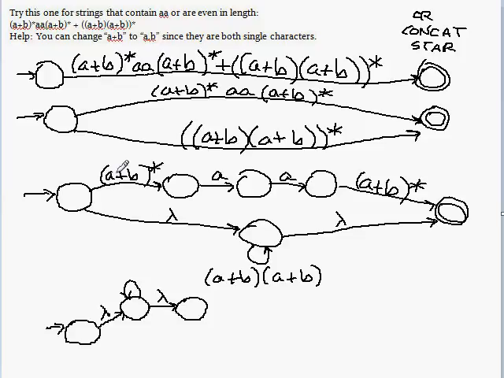Here's where the hint comes into play. It says you can change A or B to A comma B. So that's what we're going to do. We're going to put A comma B right there. So now this piece is done. We need an A.